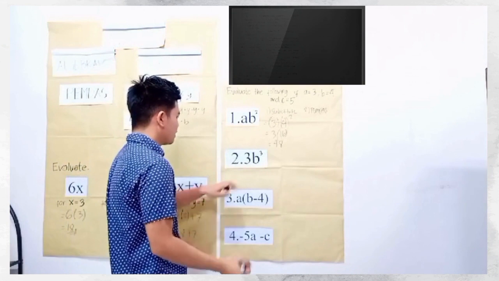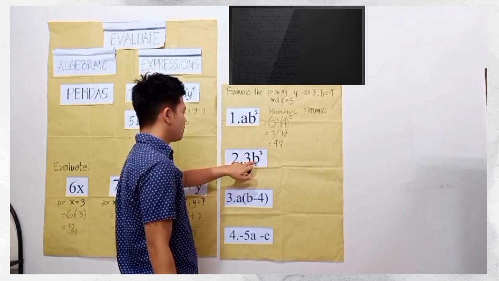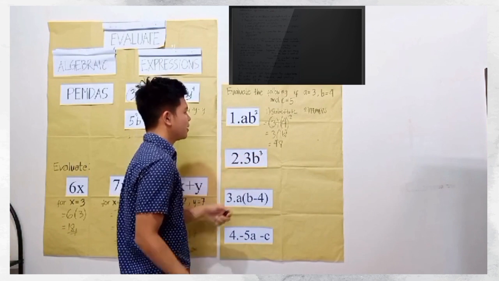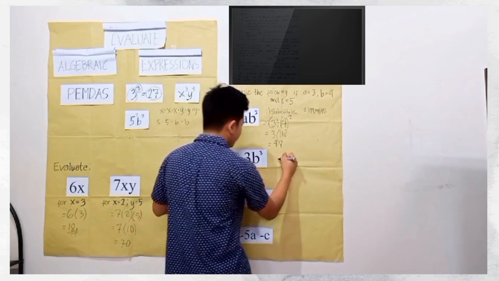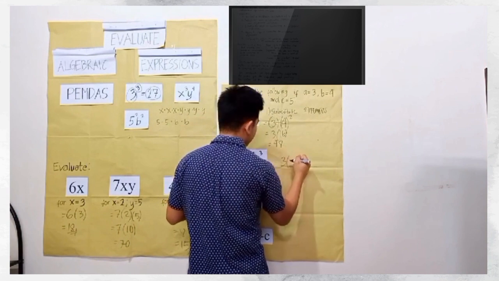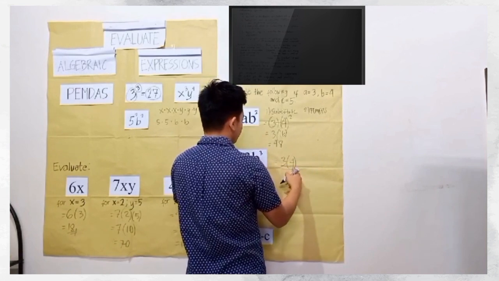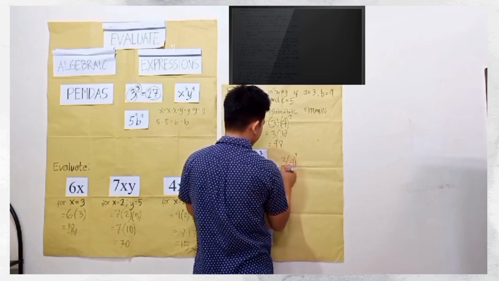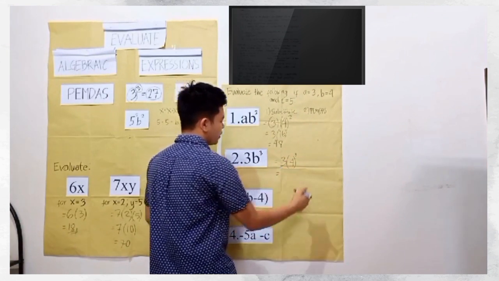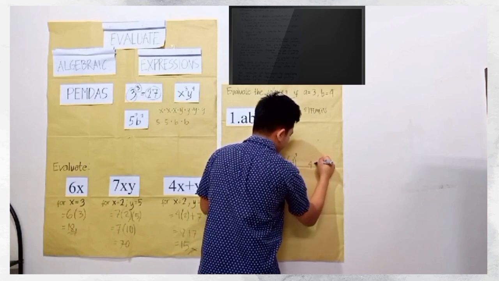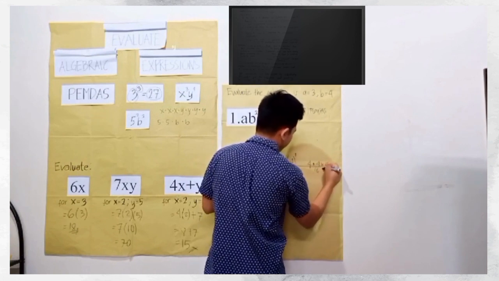So next example, 3b to the power of 3, that is 3 times b raised to the power of 3. First step is to substitute. So 3 times the value of b, which is 4, raised to the power of 3. So next, the PEMDAS rule. So we have an exponent. So this is 4 times 4 times 4. So 4 times 4 is 16, times 4.